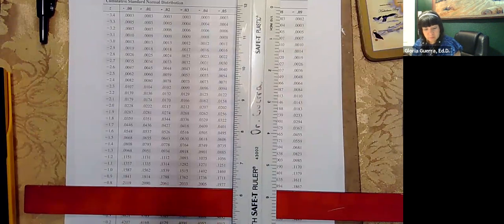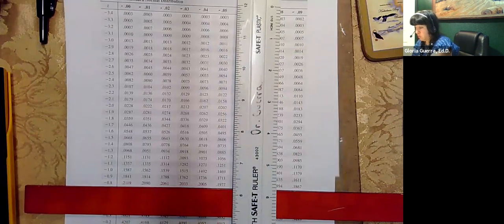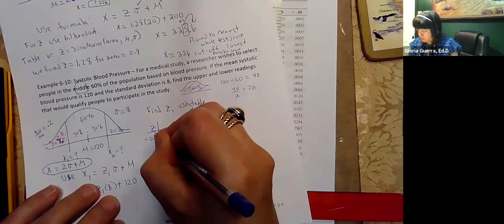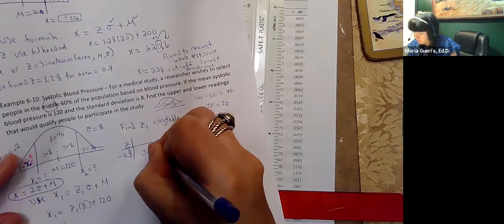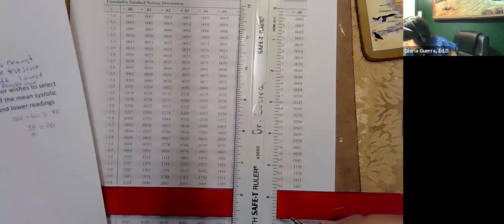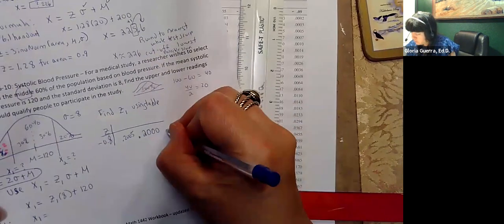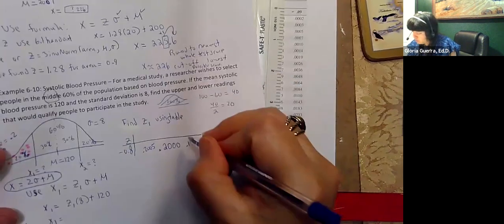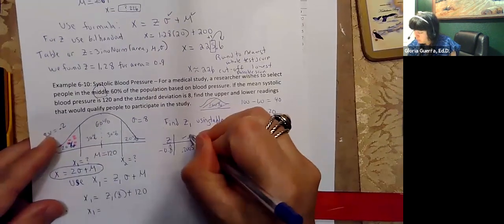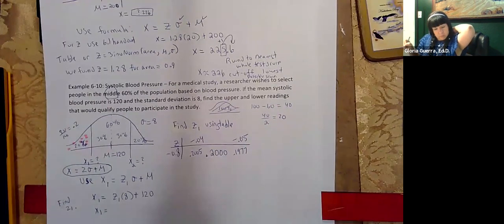All right, so if I jot that down: negative 0.8, 0.2005, 1977. And then this is negative 0.05 and negative 0.04, right?